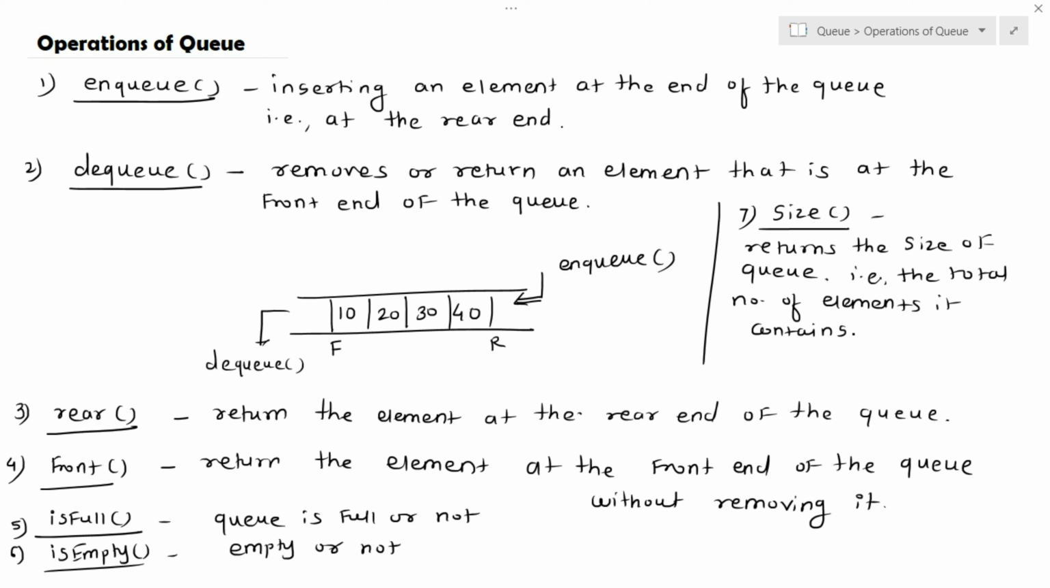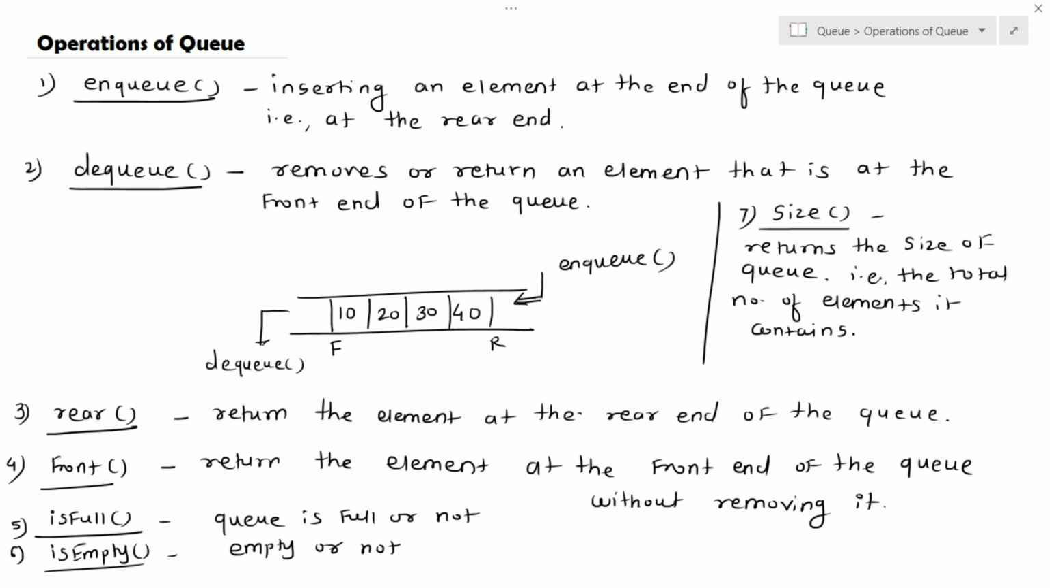The rear operation returns the element at the rear end of the queue and front returns the element at the front end of the queue. Then isFull and isEmpty are the same as in a stack data structure. The isFull operation is used to check whether the queue is full or not. If the queue is full, then it returns the overflow condition and the appropriate error message. And the isEmpty operation is used to check whether the queue is empty or not, and if the queue is empty, then the underflow condition will occur and it returns the error message.